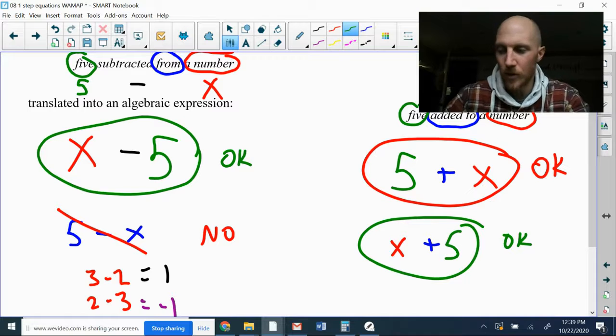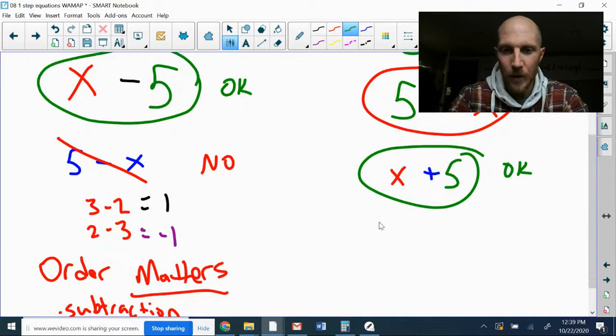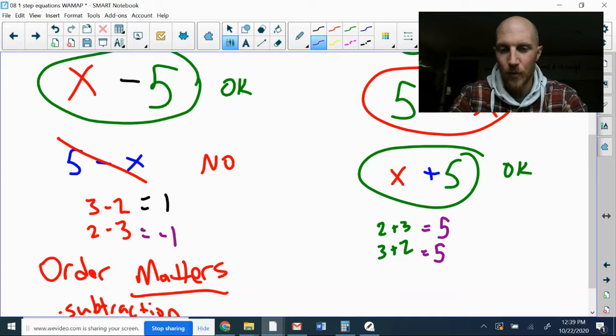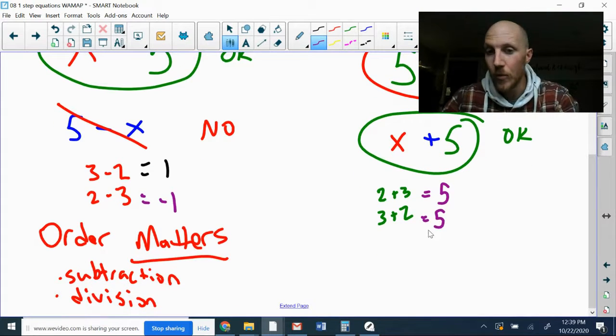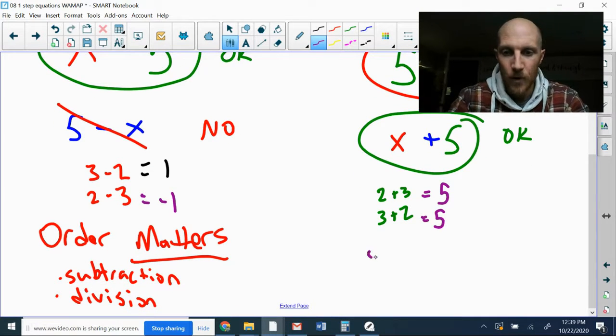You can think about this with, we'll make an example here using numbers. If you were adding 2 plus 3 or adding 3 plus 2, you get the same thing either way. It doesn't matter which order you do the addition. You get 5 for both of those. Okay, so for addition, also multiplication, the order does not matter.